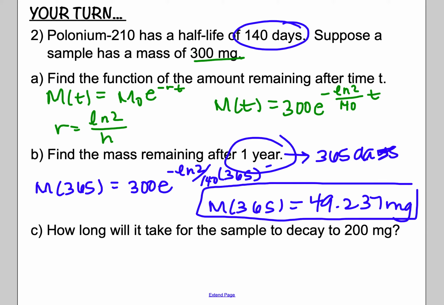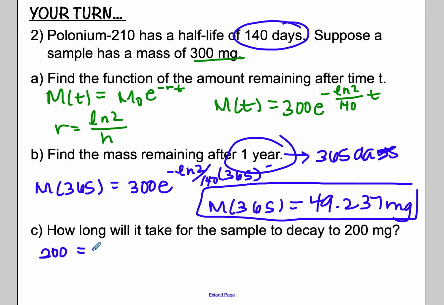And then it says, how long will it take for our sample to decay to 200 milligrams? Okay. One thing I would take a note of, you guys, is it takes 365 days and we are only at 49.237. So my answer should be less than 365 days. So something to kind of keep up, you can use your answers to help you out. So we want to know when it's 200. So I'm plugging that in here because that's my final amount.